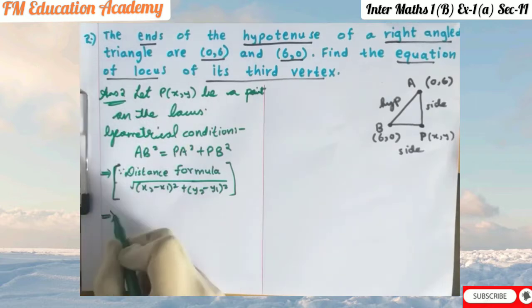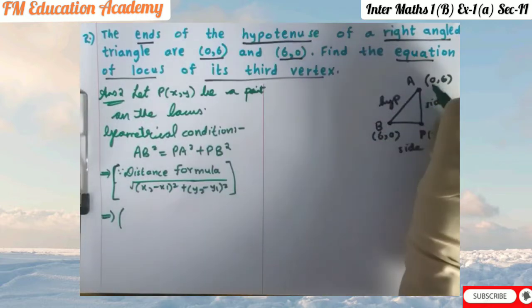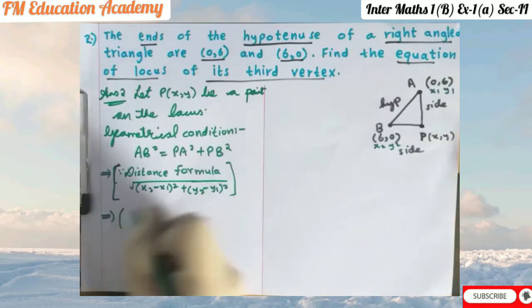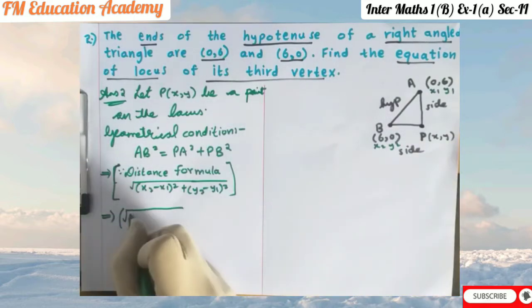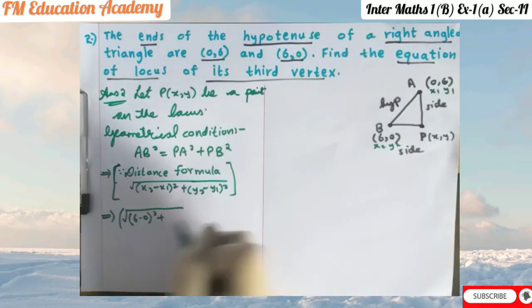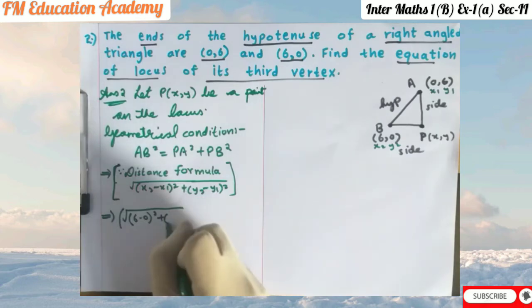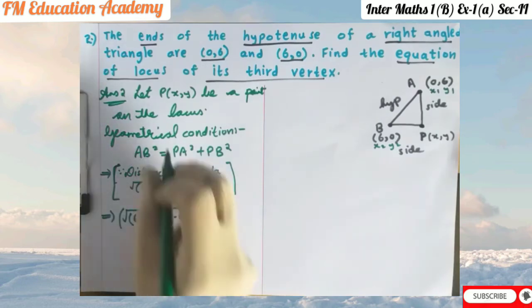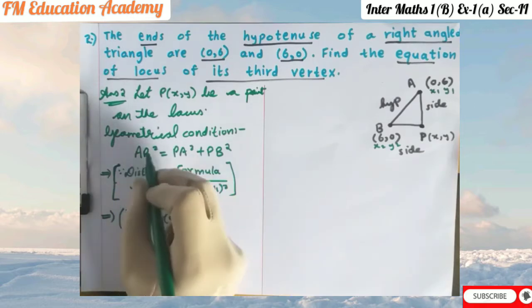What is AB square? AB means, let us suppose A is (x1, y1) and let us suppose B is (x2, y2). So root of (x2 minus x1) whole square means (6 minus 0) whole square plus (0 minus 6) whole square. Whole square is there because it is AB square.